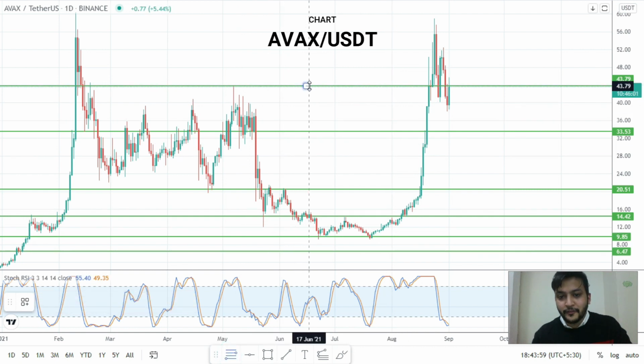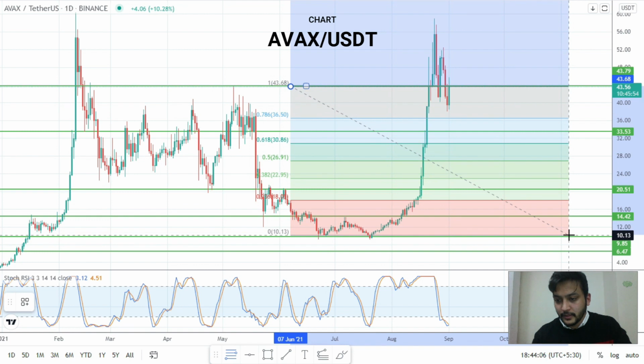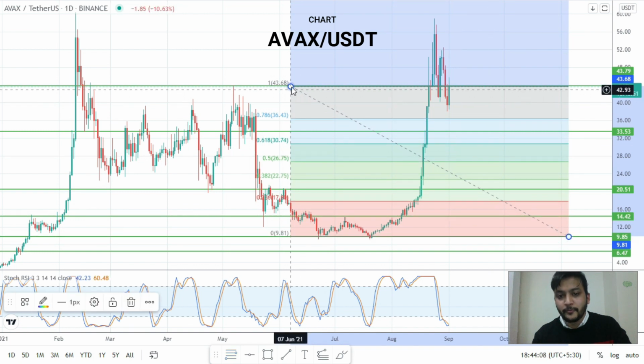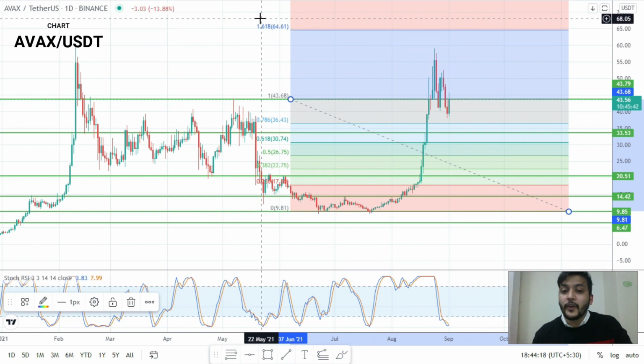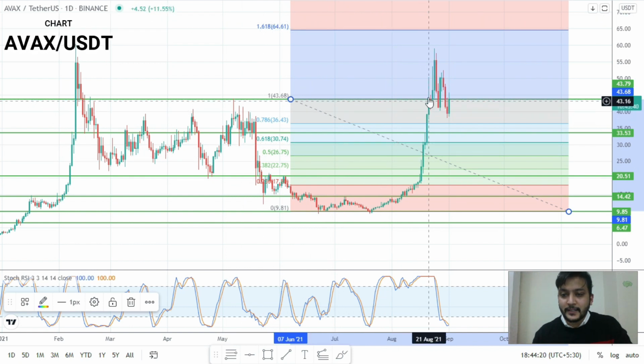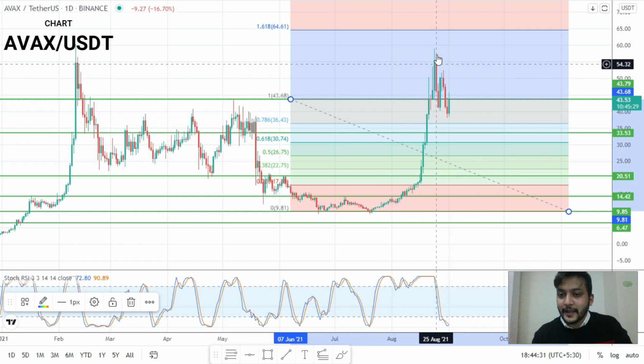Fibonacci's. So for Fibonacci's, you start plotting the fibs from the local high to the local low, which was somewhere around the $10 region. So we have plotted the fib from the $44 region to the $10 region to see at which point AVAX can head. As you can see, the 1.618 fib is very important most of the times. So once the one fib has been broken, it is going to target the next fib, which is at 1.618, the $64 region, and we saw AVAX move up towards that zone.